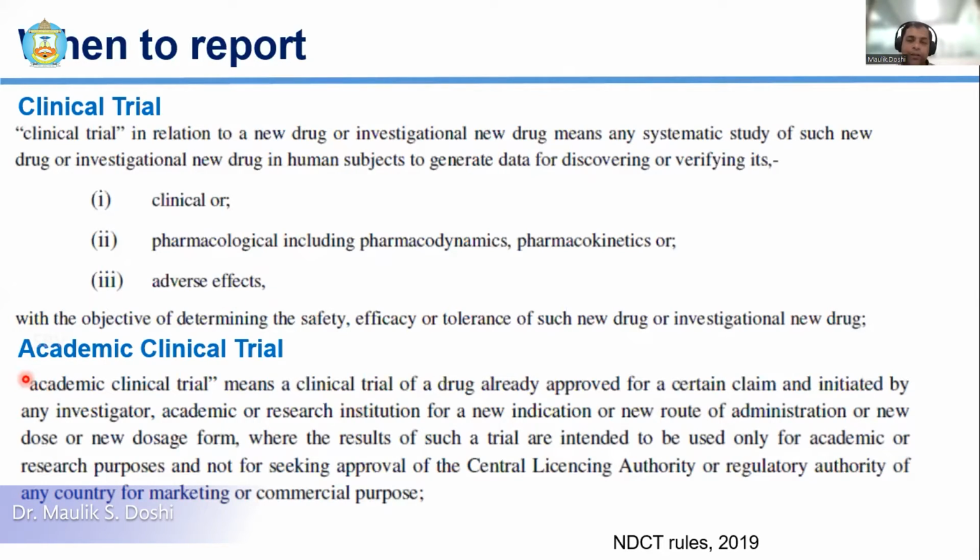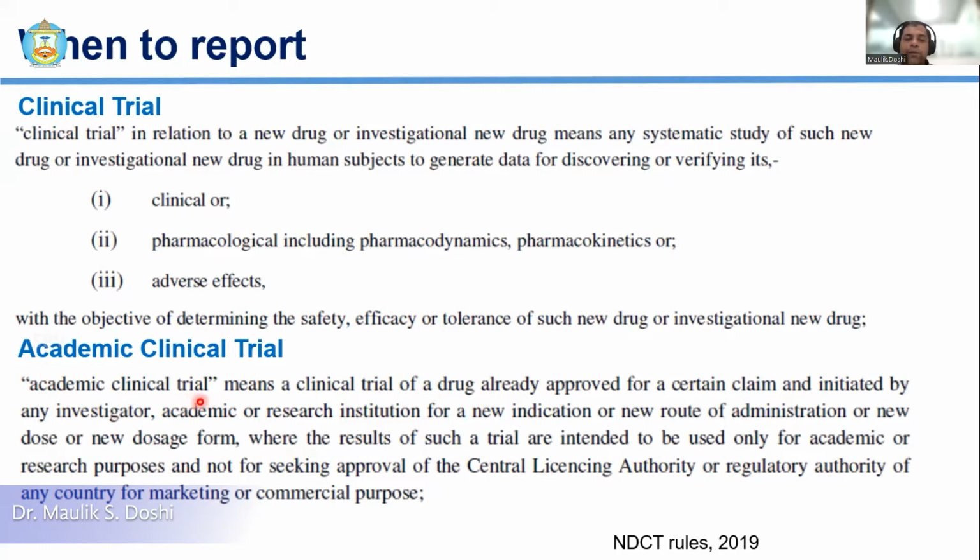Now, the second case: in academics, so much research is going on in various academic institutions, and it is really very good. It generates good data. In an academic study, you can again bifurcate whether it should be a study or a clinical trial. So what does the rule say? We should understand the rules also.